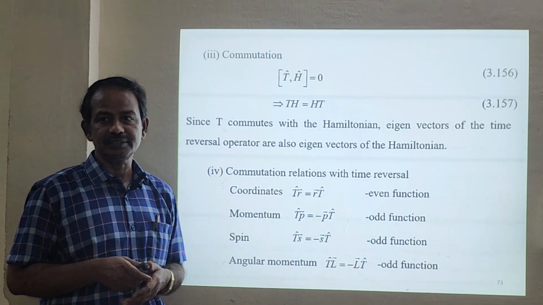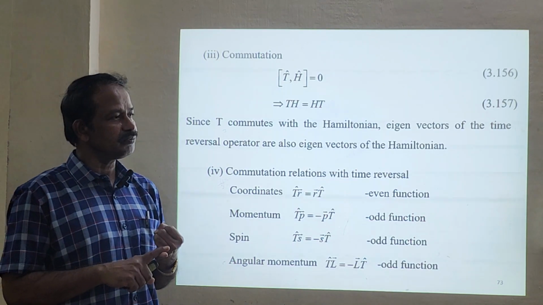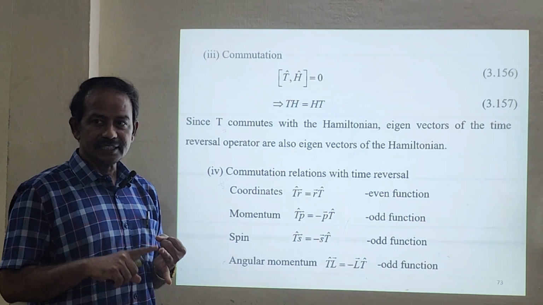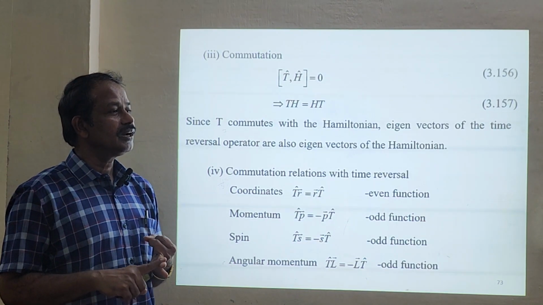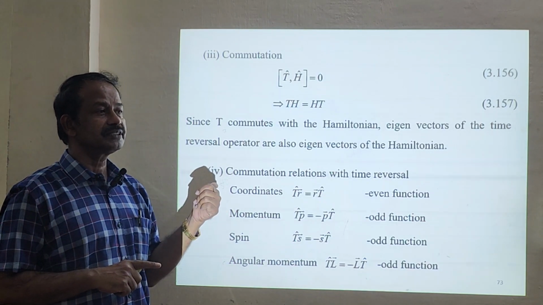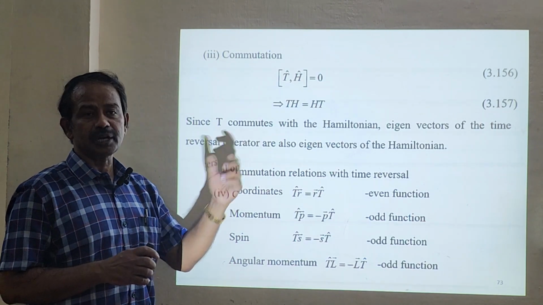So this is about symmetries. So we learnt so far symmetries and the conservation laws. The next one was unitary transformation, and the third one we learnt about parity, and the last one time reversal and some of its properties.